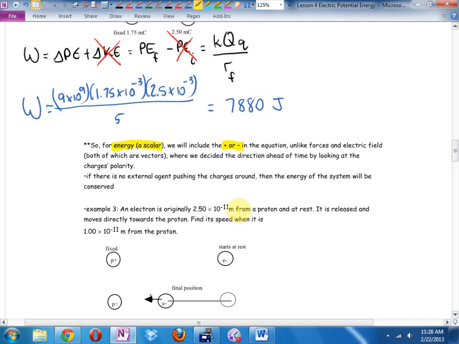Now, we've looked at how much work if you have some kind of external force moving things around. What if there is no external force? Then energy will be conserved.